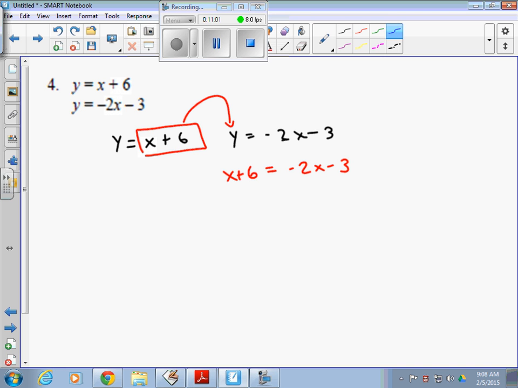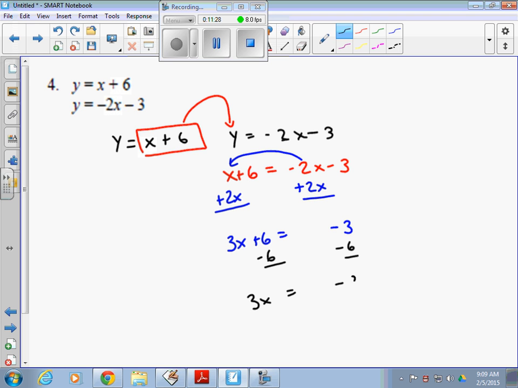Collect all of your variables on one side. Negative 2x is smaller than 1x. So add 2x to move it over, because it says minus 2x. Add it here. 1x plus 2x is 3x, plus 6 equals negative 3. Undo plus 6 by subtracting it on both sides. 3x equals negative 3 minus 6, which is negative 9. Undo 3 times x by dividing by 3 on both sides. x equals, a negative divided by a positive is a negative.